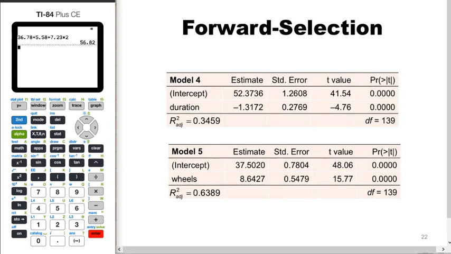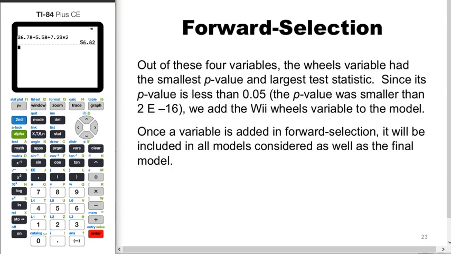So out of these 4 variables, the wheels variable had the smallest p-value and the largest test statistic. Since its p-value is less than 0.05, it's actually smaller than 2 times 10 to the negative 16. We'll go ahead and add the wheels variable to the model. So now every model I look at will include wheels. Once a variable is added in forward selection, it will be included in all models considered as well as the final model.